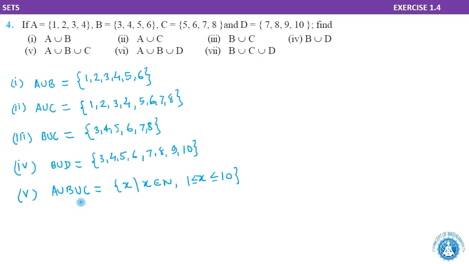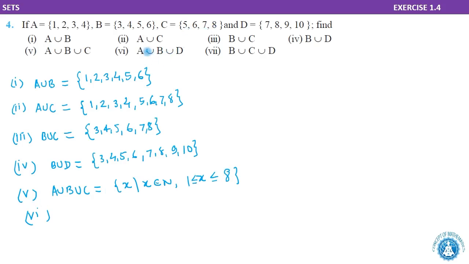Now the sixth is the union of, sorry, I think we have made some mistake here. We have to find the union of A, B and C. For A, B and C, the numbers will be up to 8 only. So please amend it, up to 8.